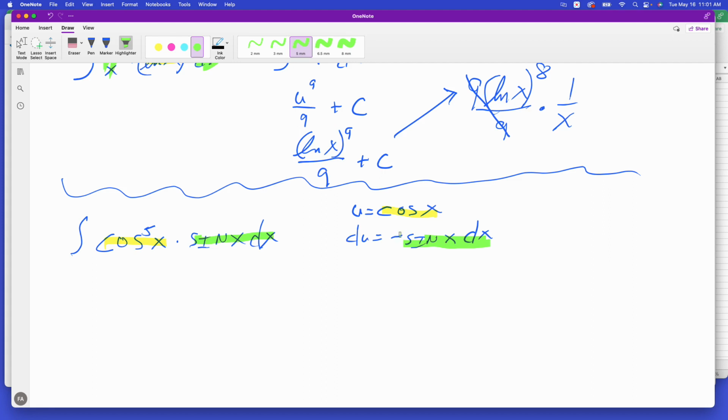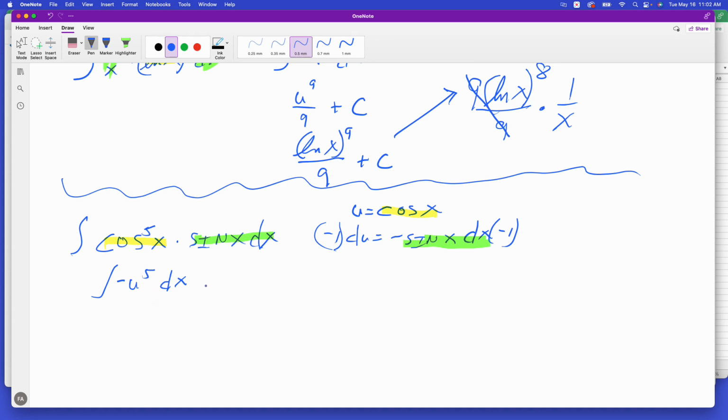Now the thing is I have this extra negative sign here, so I just need to account for that when I rewrite this. So now I have u to the 5th power, and then I have to account for the negative sign, so I'm just going to put it right there. Because one of the other things I could do here is multiply both sides by negative 1, right? And then the negatives would cancel on the right, and I have sine x dx equals negative du. So I'm just going to stick that over there.